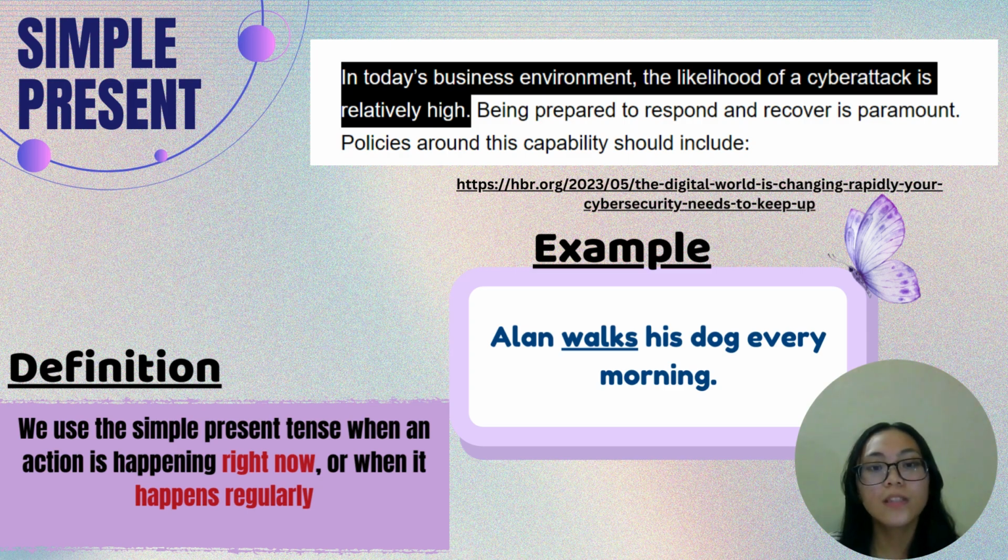In today's business environment, the likelihood of a cyber attack is relatively high. We can identify that the object is the likelihood of a cyber attack. The verb is the word is, and the subject could be relatively high or in today's business environment. And the other simple example is Alan walks his dog every morning.